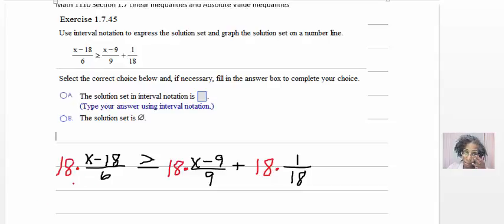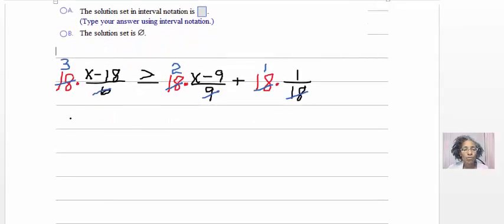And so what happens is each denominator is going to divide evenly into this 18. So 6 divides evenly into 18, giving us 3. 18 divided by 6 is 3. In this second situation, 18 divided by 9 is 2. And in the last situation, 18 divided by 18 is 1. So remember, our whole point in doing this is to clear the fractions.